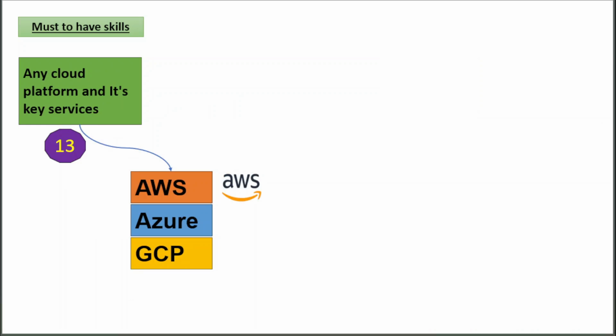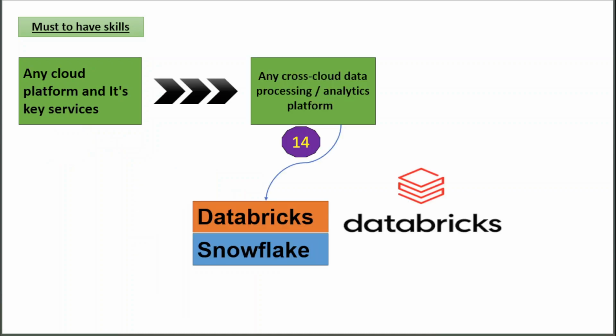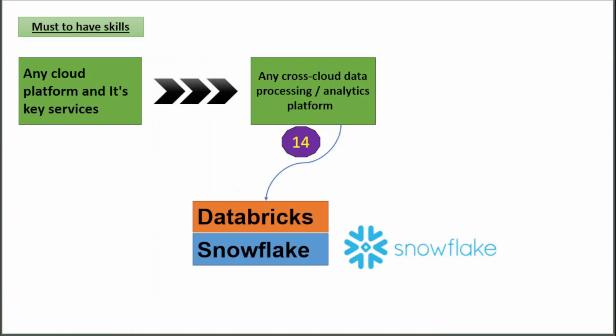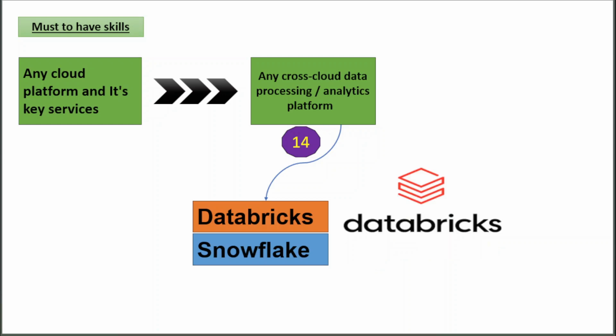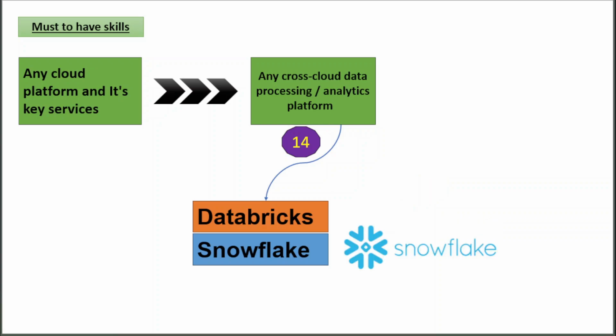Point number 13 talks about the cloud platforms. At least you should know one cloud platform among these three: AWS, Azure, and GCP. You can focus on any one platform and learn it completely. All the major services you need to cover, at least from one of the platforms. Once you are done with that, you need to learn Databricks or Snowflake. Databricks is the most famous one, so you can go with Databricks, and if you are already aware of Snowflake, you can go with that also.